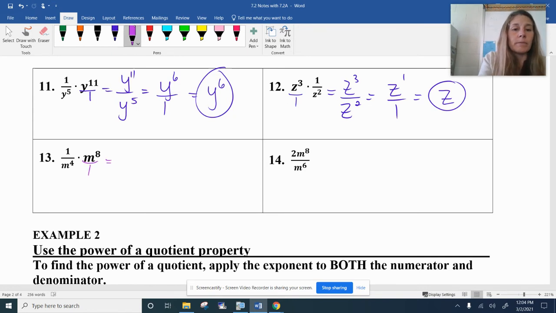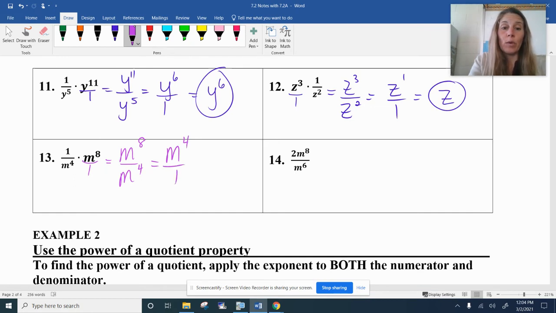Number 13, we have m to the 8th over m to the 4th. We subtract the exponents, and the answer goes on the top because 8 is bigger than 4. And our final answer would just be m to the 4th.